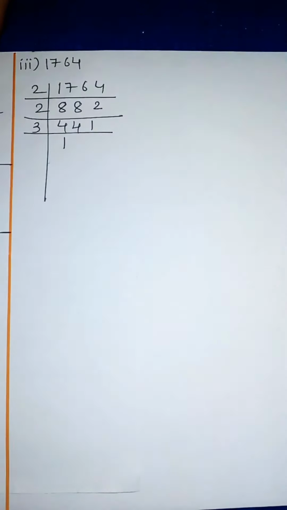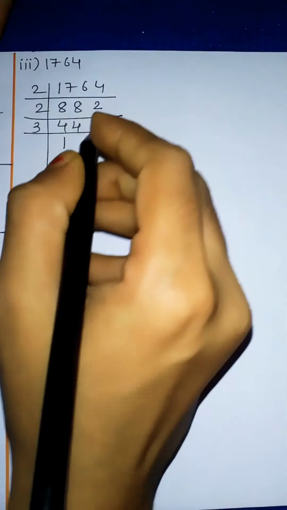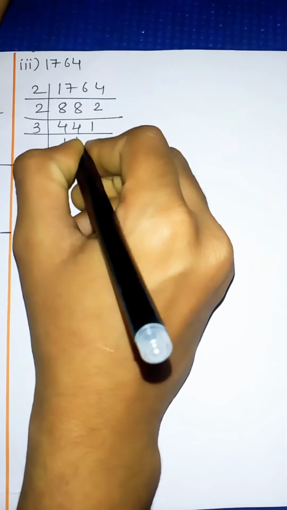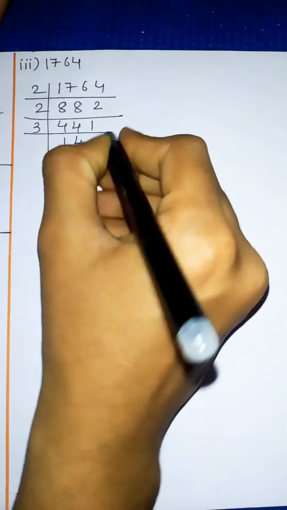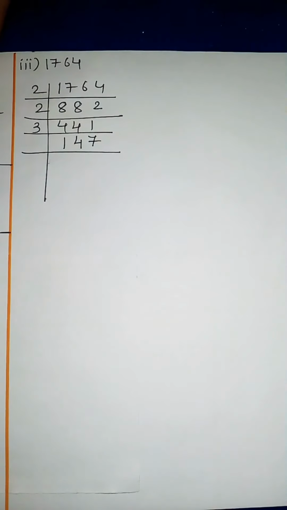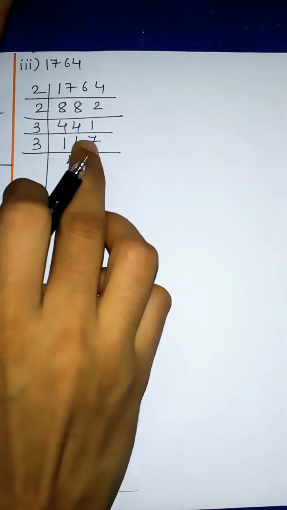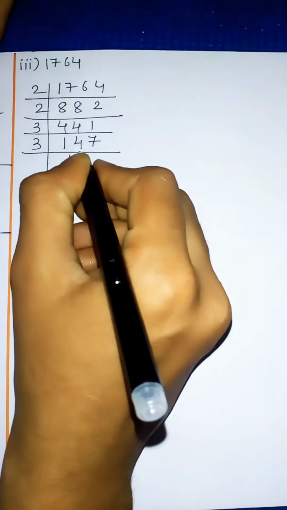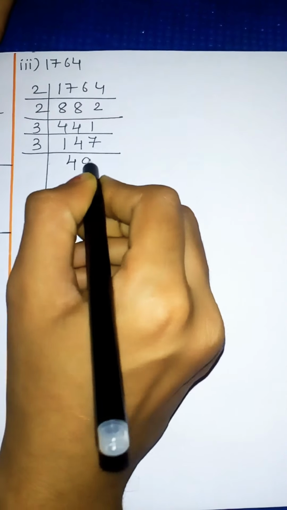So 3 1s are 3. Now 1 left, 1 4, 14 is left. So we will take 3 4s are 12. Now 2 left here. So 2 and 1, 21 means 3 7s are 21. Now again we can take the table of 3. Again 3 4s are 12. So 13, 14, 2 left. So 2 and 7, 27 means 3 9s are 27.